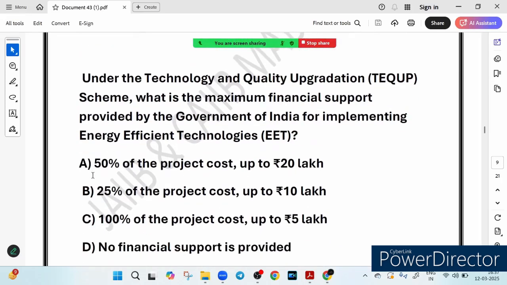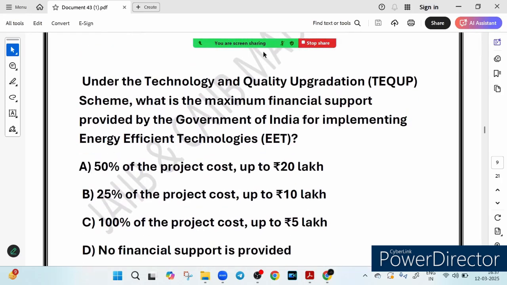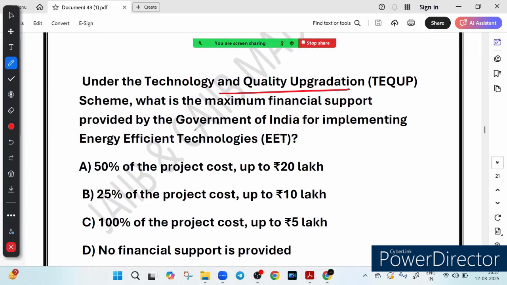Now the next question is under the TECHUP. TECHUP means technology and quality upgradation. What is the maximum financial support provided by the Government of India for implementing EET, that is energy efficient technology? Very important question. This was asked in the March 3rd examination and March 8th examination. So friends, how much financial support does the Government of India provide under this scheme?